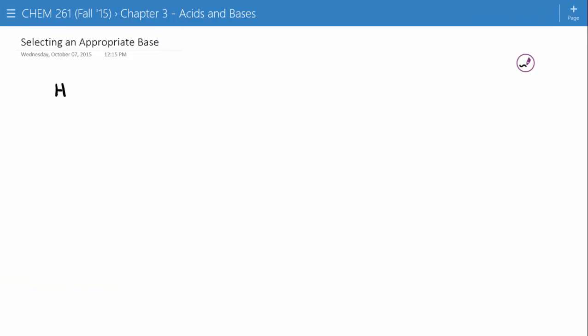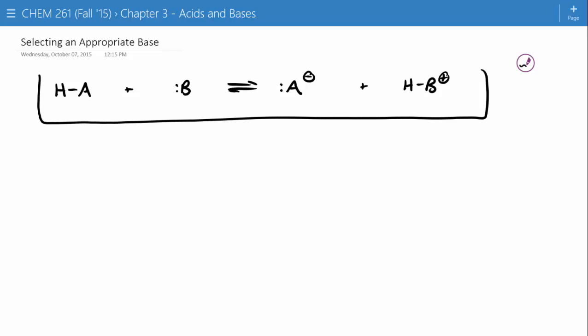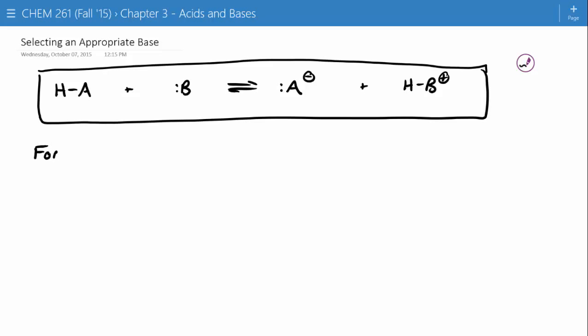All right, so let's say we've got our generic acid-base reaction with HA plus our base. We spent a lot of time talking about this conjugate base. And remember that for the deprotonation of HA to be favored, the pKa must be lower than that of the conjugate acid.